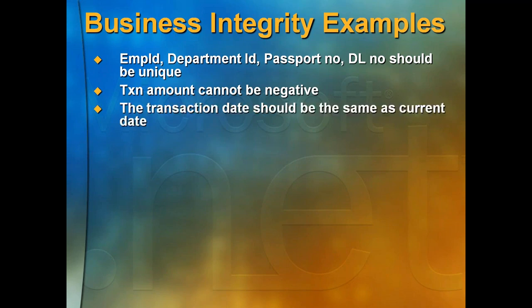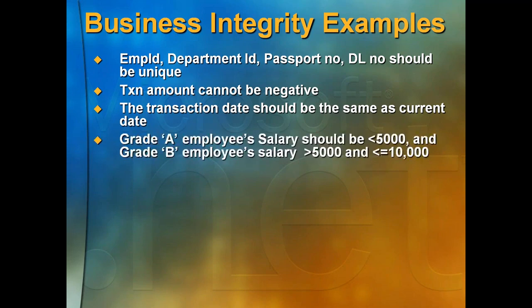The transaction date should be the same as the current date. You were withdrawing cash at the ATM, but it was showing the transaction date as yesterday's date, not today's date. So this is wrong data. Grade A employee salary should be less than 5,000. Grade B employee salary, greater than 5,000 to less than 10,000. Clear? So when there is a grade, you're supposed to get this much of a salary. That is one rule you're supposed to maintain in your company. All these are called business rules.